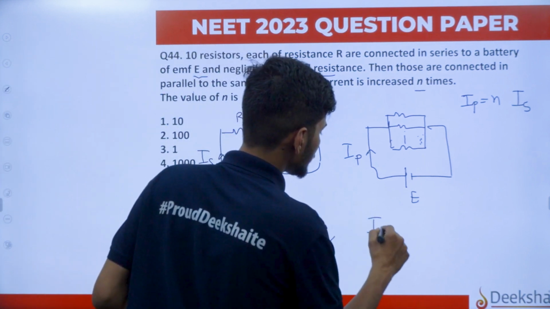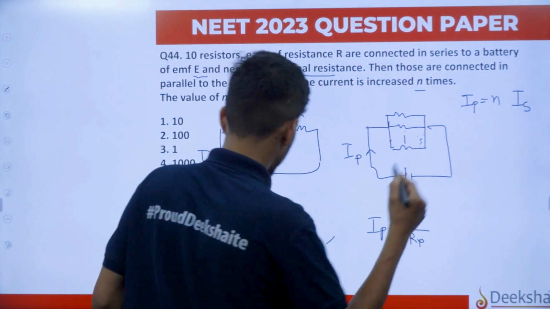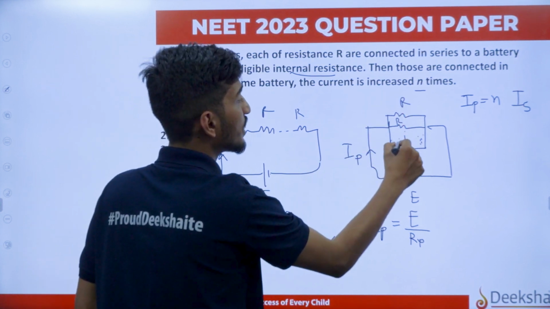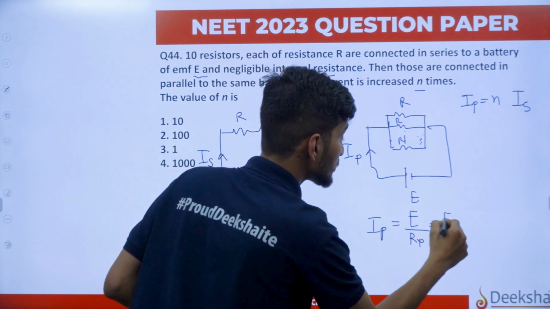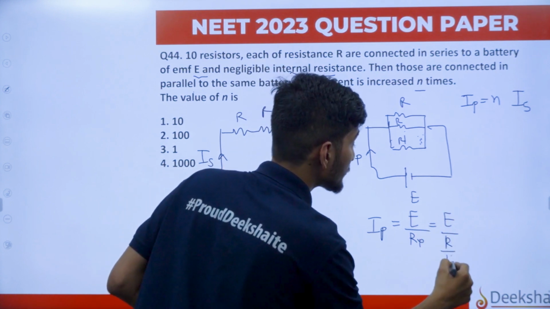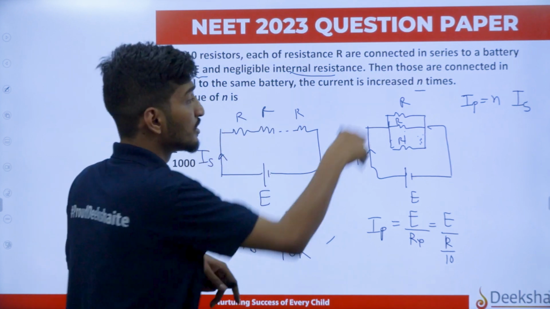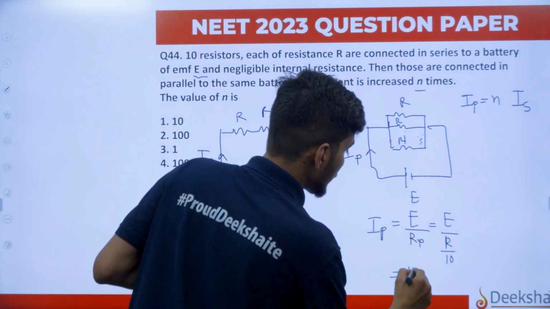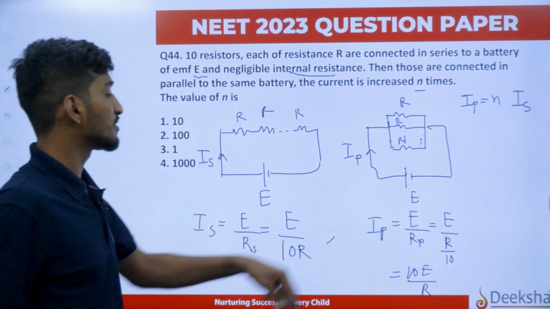Let's calculate IP. IP will be E by R equivalent again. R equivalent in parallel, what is it? N of these resistors, each R, are connected in parallel, then the equivalent becomes R by 10. Okay, remember this. In series, it's N times R. In parallel, it is R by N. So it becomes 10 E by R. Okay, so E by 10R, 10 E by R.